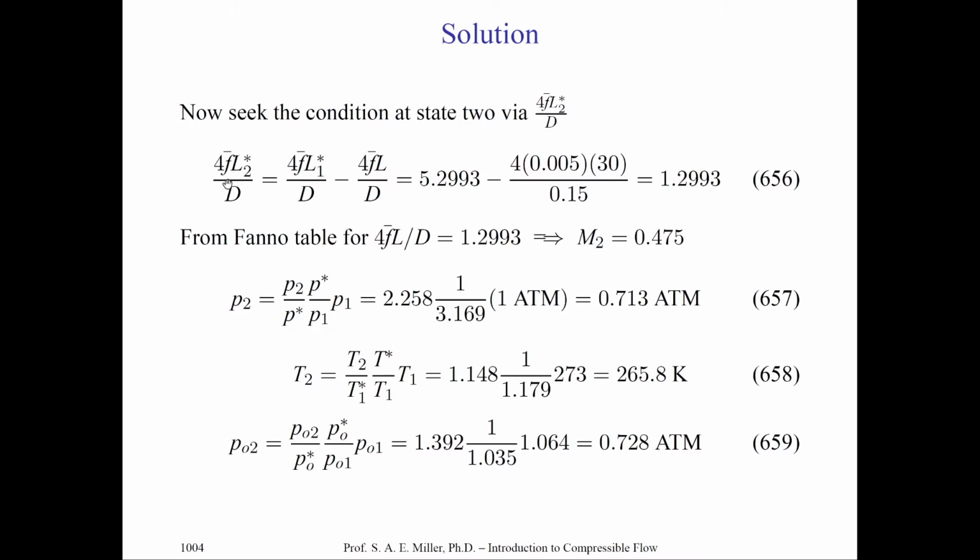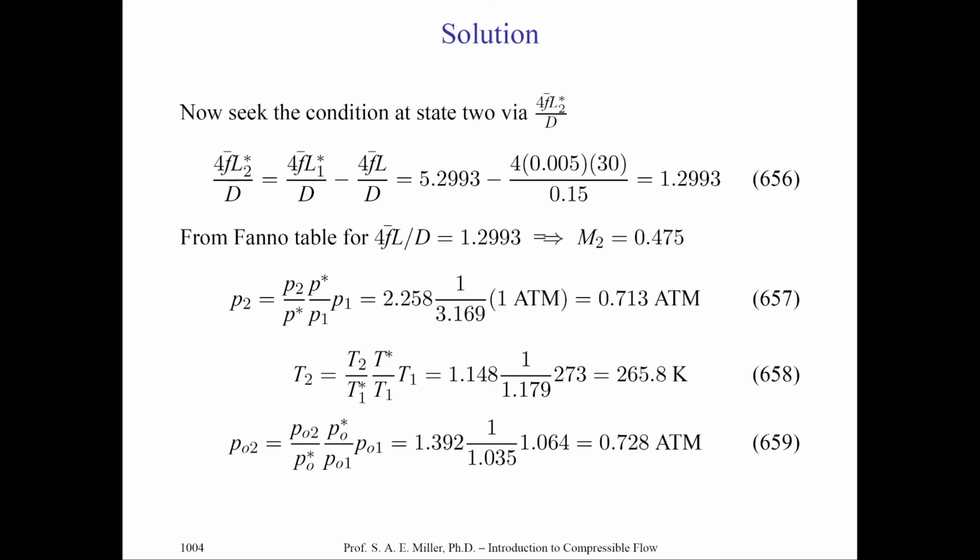We'll get for 4 F bar L2 star over D of 5.2993 minus 4.005 times 30 over 0.15, and we'll get a value of finally 1.2993, which is important. Now, we can take this value 1.2993 and look up in the subsonic part of the Fanno flow table all rows corresponding to 1.2993, or evaluate it through the equations, and we'll find a Mach number at 2. That Mach number at 2 will be 0.475, which is good because, of course, we accelerated the flow through frictional effects because we're in a subsonic regime, so it checks out physically.